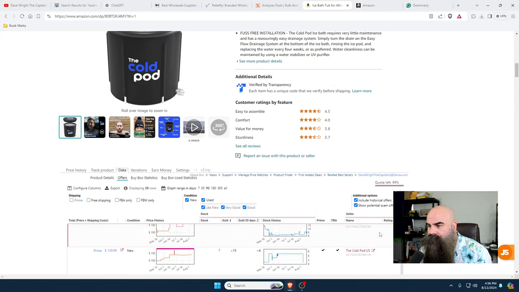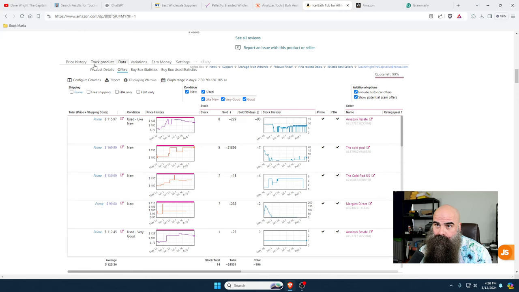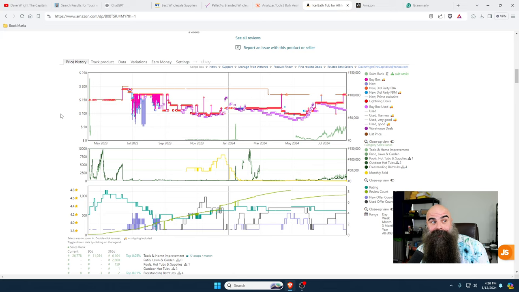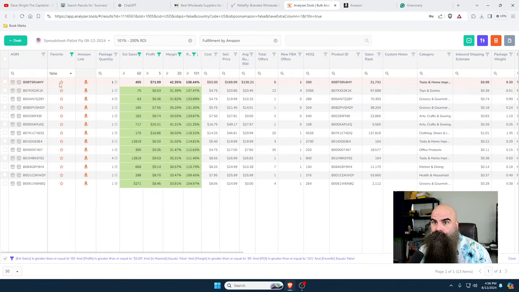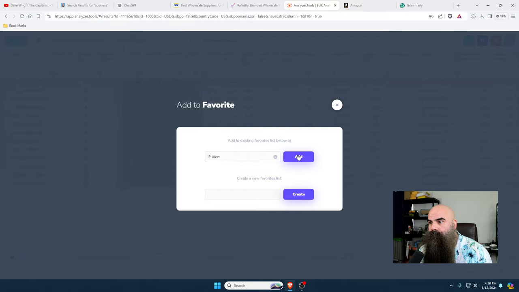Okay, so Amazon resale was on there. You'll notice that the other people are disappearing, and what's happening is they're getting a product complaint against them as a counterfeit. So you want to try to stay away from those as well. So we're going to take this pod thing here. I'm just going to label it an IP alert.